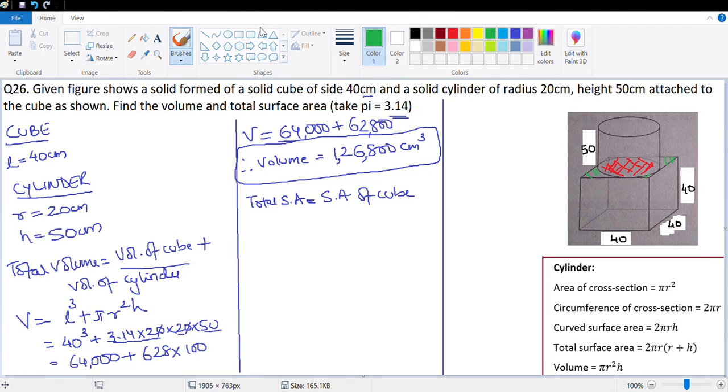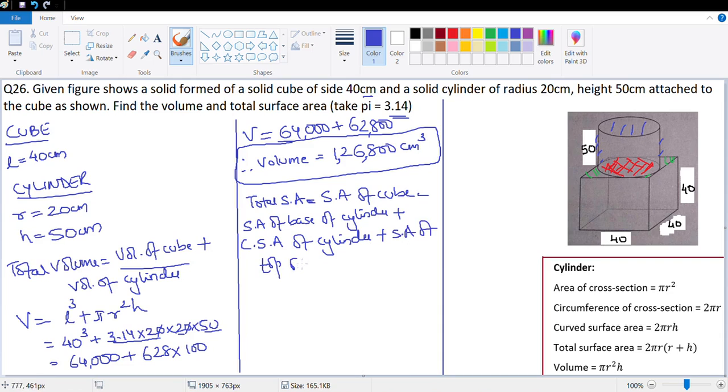So which means I have to remove the area of the base. So minus surface area of base of cylinder. So I've got 6 sides of the cube minus the area of the base. That will give me the area of the cube, at least for now. Plus I will calculate this curved surface area of the cylinder. So that's plus curved surface area of cylinder. And in the end, we have the top. So plus surface area of top of cylinder.